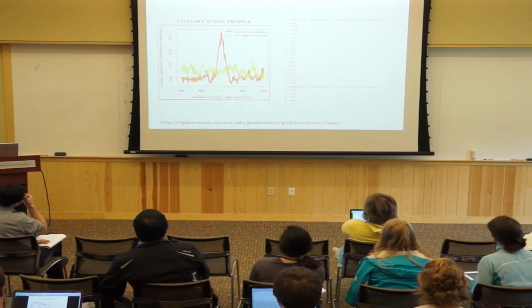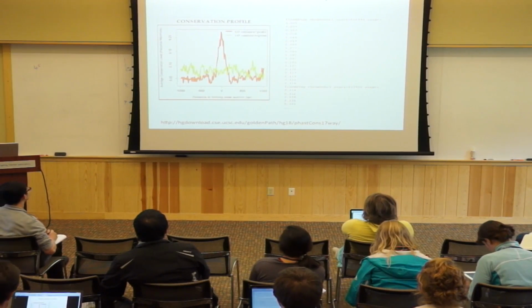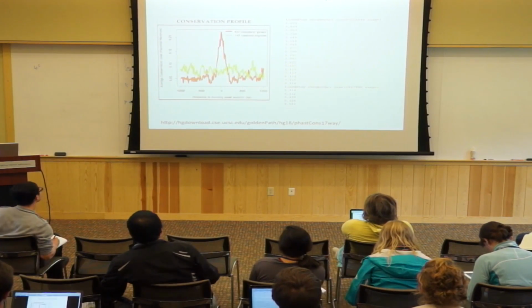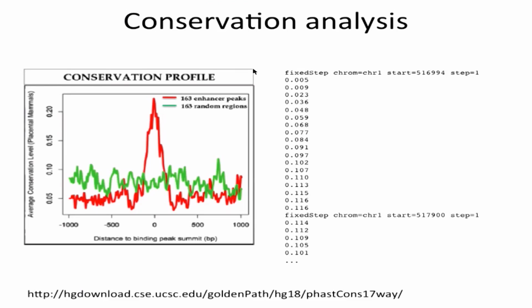Conservation analysis gives you a sense of how conserved the peak locations are on average. This is a profile of conservation, looking at enhancers. This is some analysis we did at some point, looking at conservation of enhancers, or windows centered around enhancers, focusing on 163 enhancers. You can see there's a very sharp peak of conservation. These enhancers are outside of genes, far away from genes, but despite that, you have a very sharp peak of conservation.